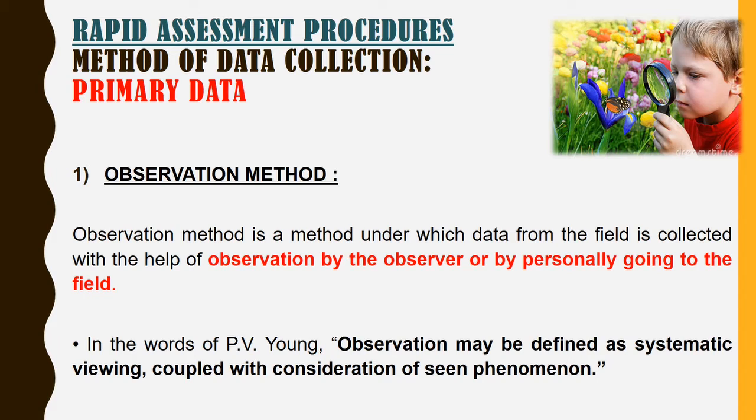So how are we going to apply the observation method when collecting primary data? Observation, by name you can understand, means you are going to observe something. By looking or searching, you are going to observe some items or some research in the field or in the laboratory or wherever it is. That is called observation. So that is the observation method.